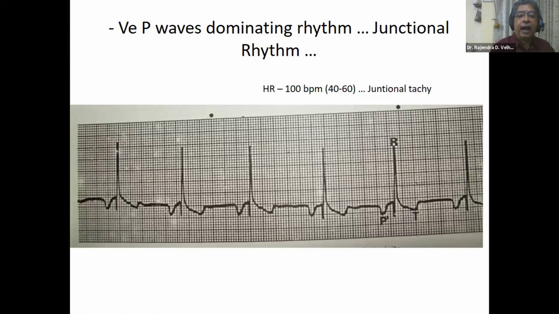And if you calculate the heart rate here, it is about 100 beats per minute. And therefore, you will find that this is a junctional rhythm, which has the ability to pace the heart with 40 to 60 beats per minute. And for junctional rhythm, this heart rate is junctional tachycardia.